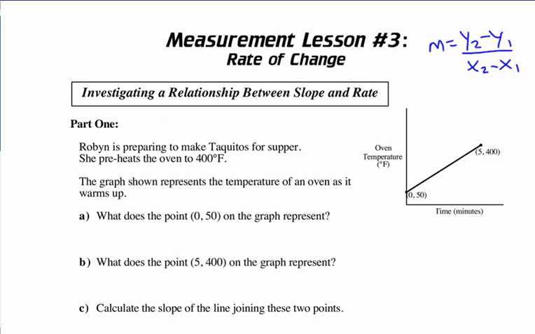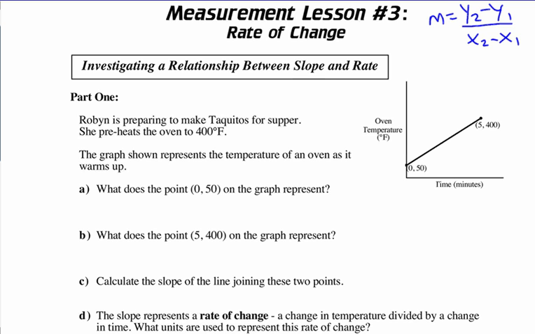So Robin is preparing to make taquitos for supper. She preheats the oven to 450 degrees Fahrenheit. The graph represents the temperature of an oven as it warms up. So here's our graph. Notice we have time and we have oven temperature. Our independent variable is time and our dependent variable is oven temperature.